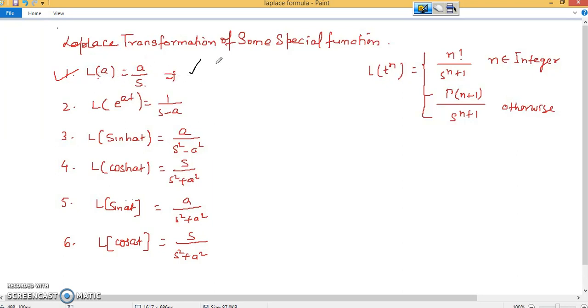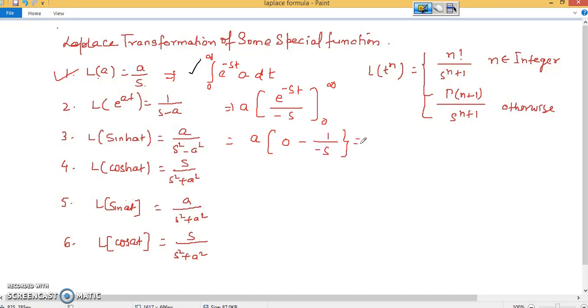By the same formula, we take the integral from 0 to infinity of e to the power of minus st times a with respect to dt. Here a is constant, and the integration of e to the power of minus st is e to the power of minus st by minus s, from 0 to infinity. If you put infinity, e to the power of minus st is 0. Minus 0 at the lower limit, e to the power 0 is 1, divided by minus 1. So this becomes a by s. This is the Laplace transform of a.